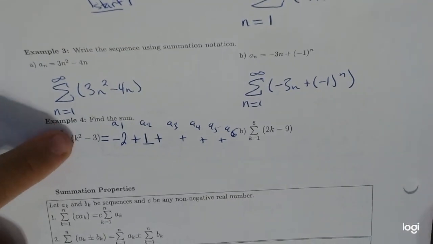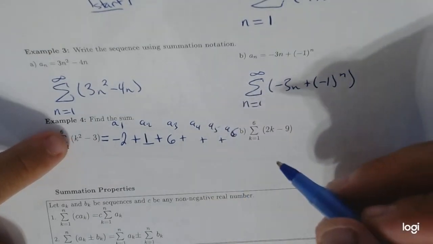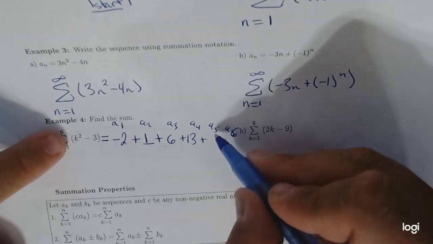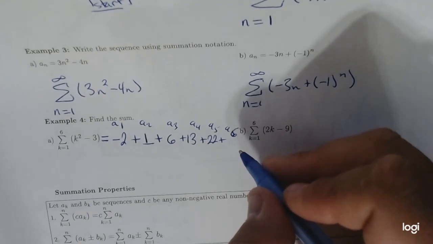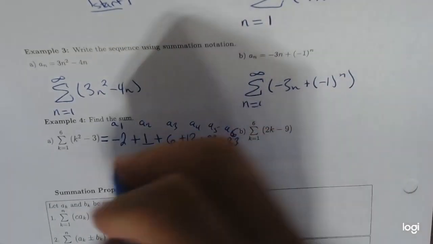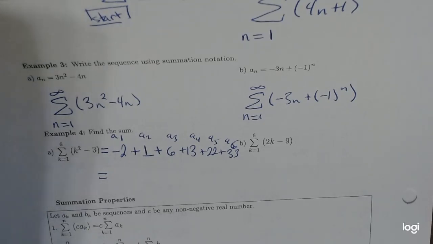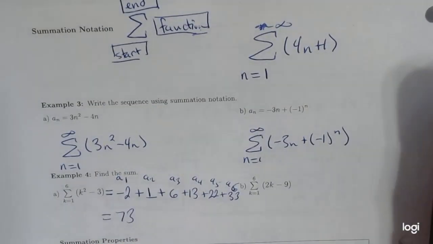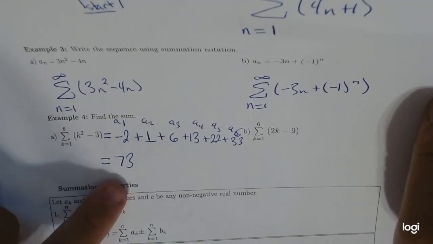So a sub 3 is, plug in 3, that's 9 minus 3 is 6. Plug in 4, that's 16 minus 3 is 13. 5 is 25 minus 3 is 22. And then finally, 36 minus 3 is 33. Now all we're going to do is add them all up, right, since we want the sum of them. So we just use a calculator. Minus 2 plus 1 plus 6 plus 13 plus 22 plus 33 gives us a grand total of roughly 73. So the sum of the first 6 terms of this sequence, starting from 1 and ending at 6, is 73.